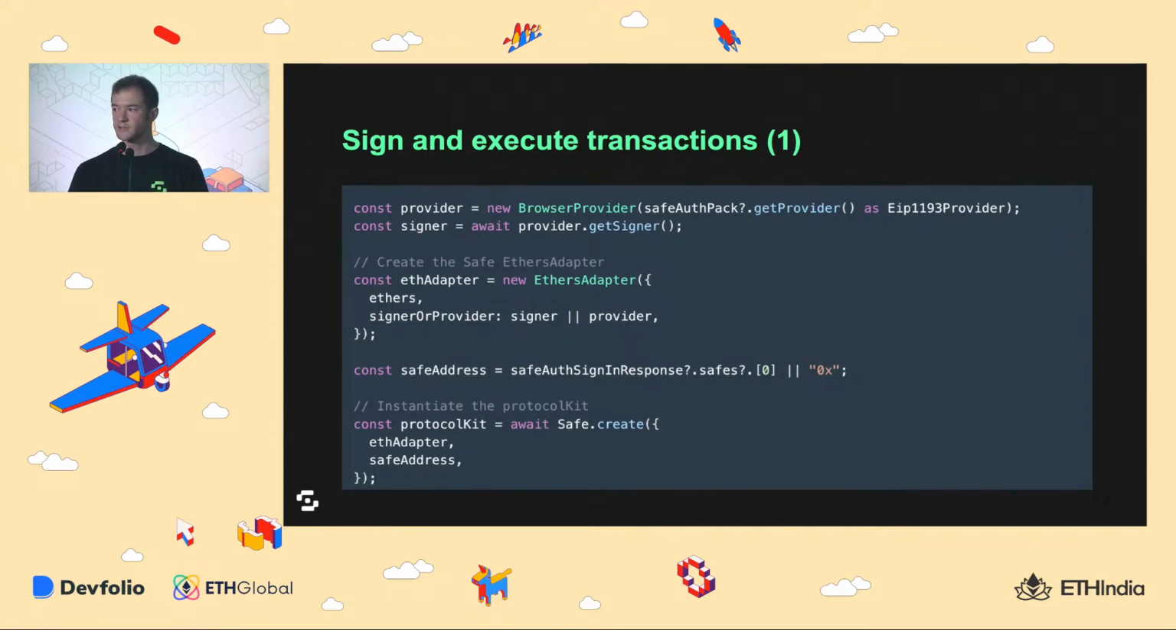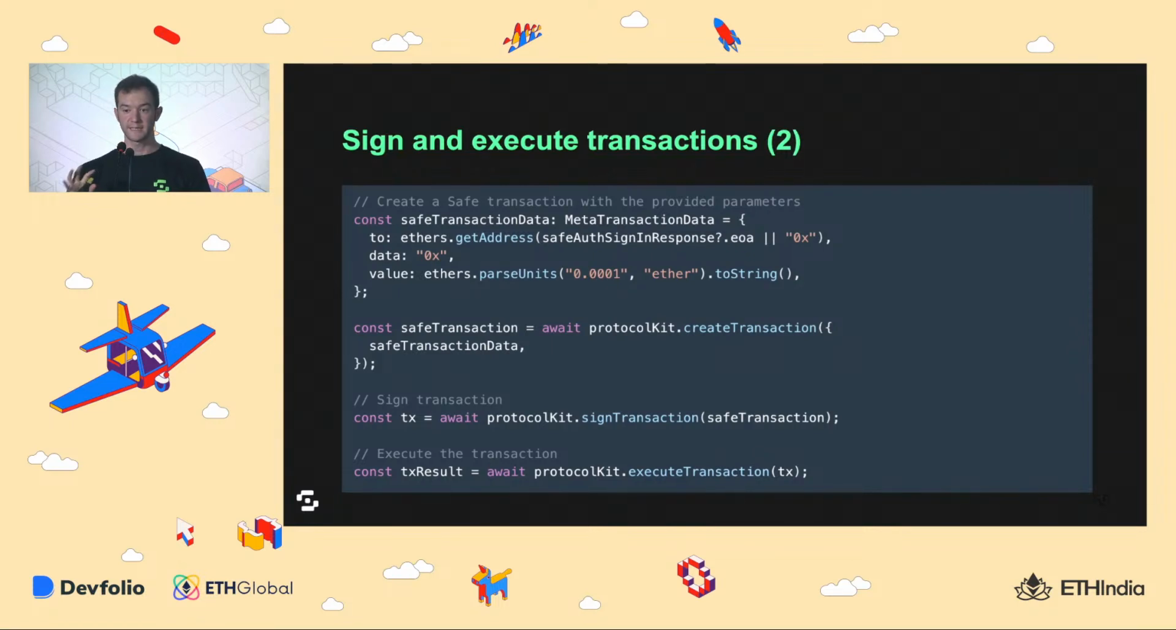After that, we can execute transactions and sign them previously. So with this signer and the ETH adapter and also the safe address that we get from the array of safes, and here is where the developer can choose the one to display or to use. And at the very end, we initialize an instance of the protocol kit, if you remember, the one that is exposing the safe functionality. So for that, we need to pass the ETH adapter and the safe address.